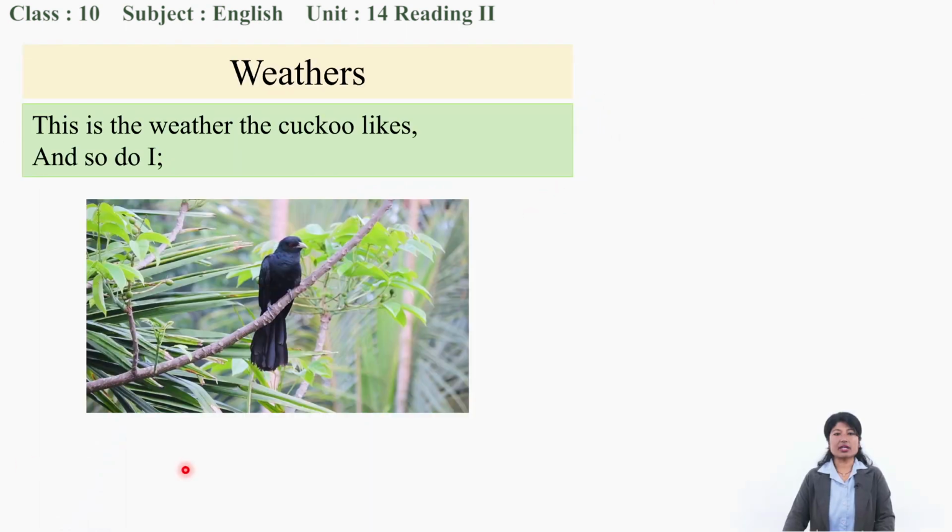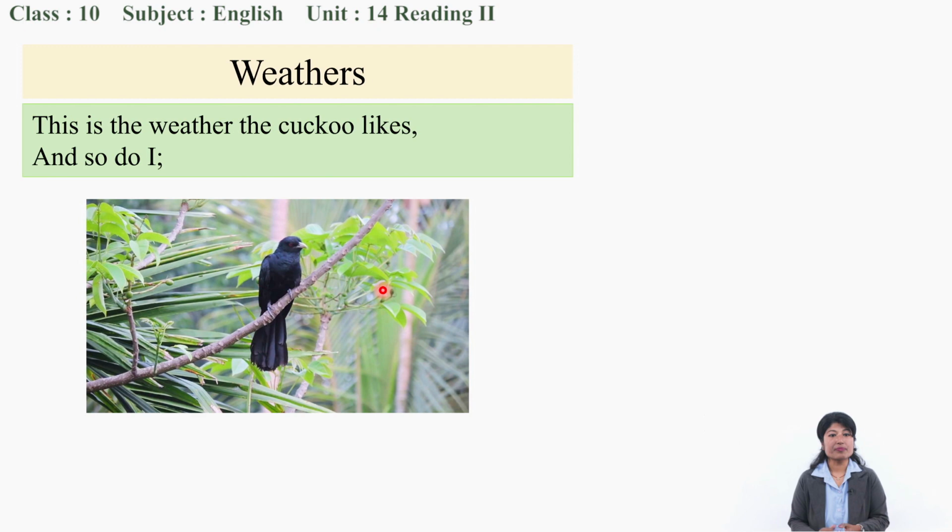Okay, let's start. Weathers. This is the weather the cuckoo likes, and so do I. Though the poem is divided into two different stanzas, I have separated some lines here so I can show you different pictures related to the poem clearly. The poet talks about weathers over here. In the first stanza, the poet likes the weather mentioned.